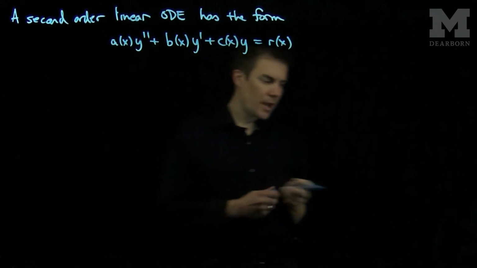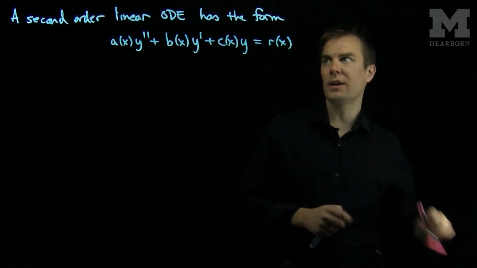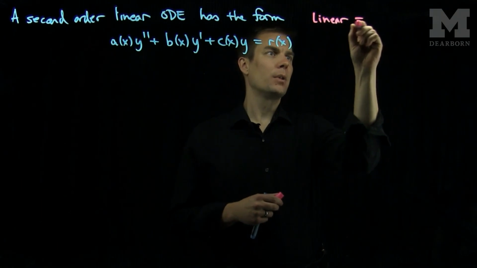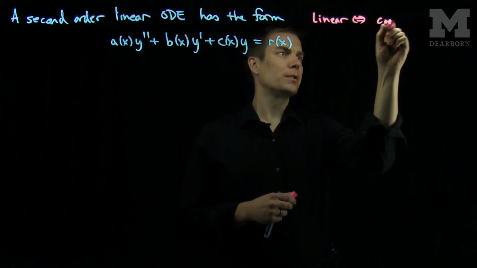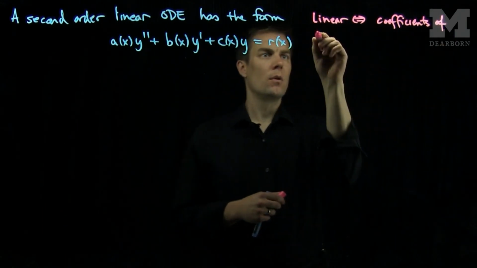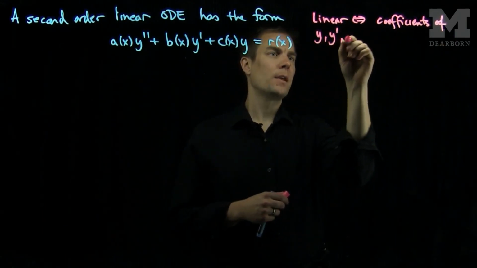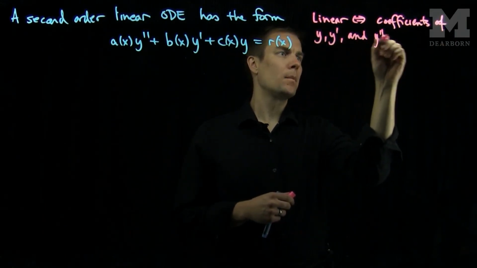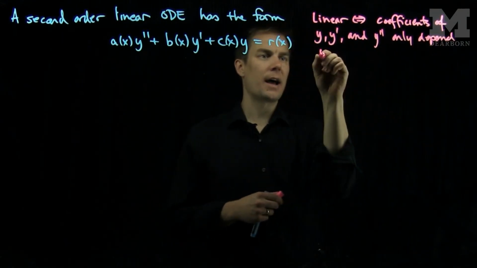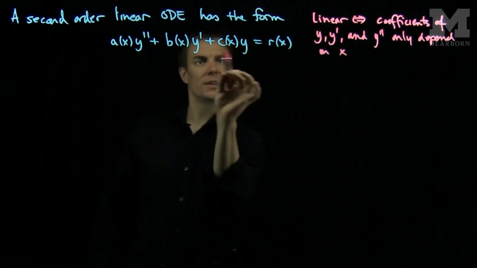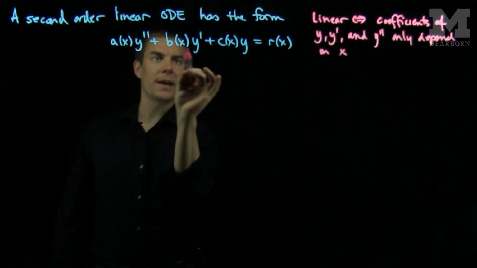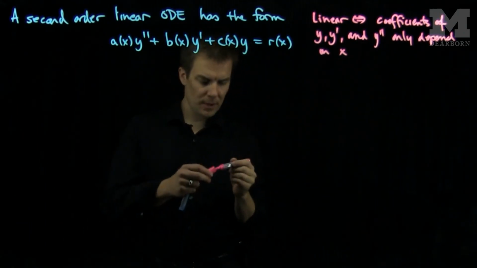And we'll say that this equation is called linear. So linear implies that the coefficients of y, y prime, and y double prime only depend on x. So we have a c of x, a b of x, and an a of x. There's no expressions that involve y as any of those coefficients.